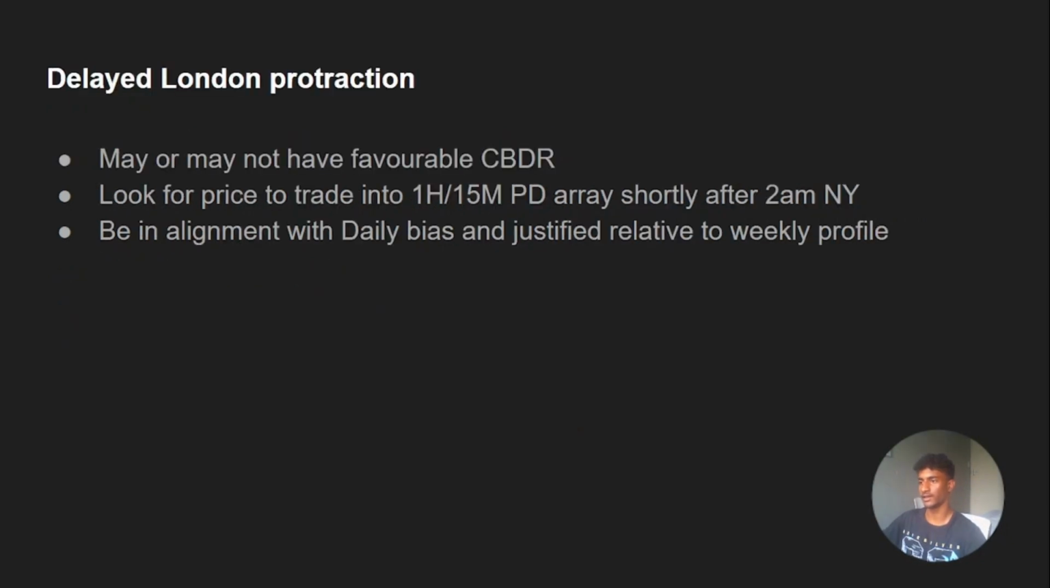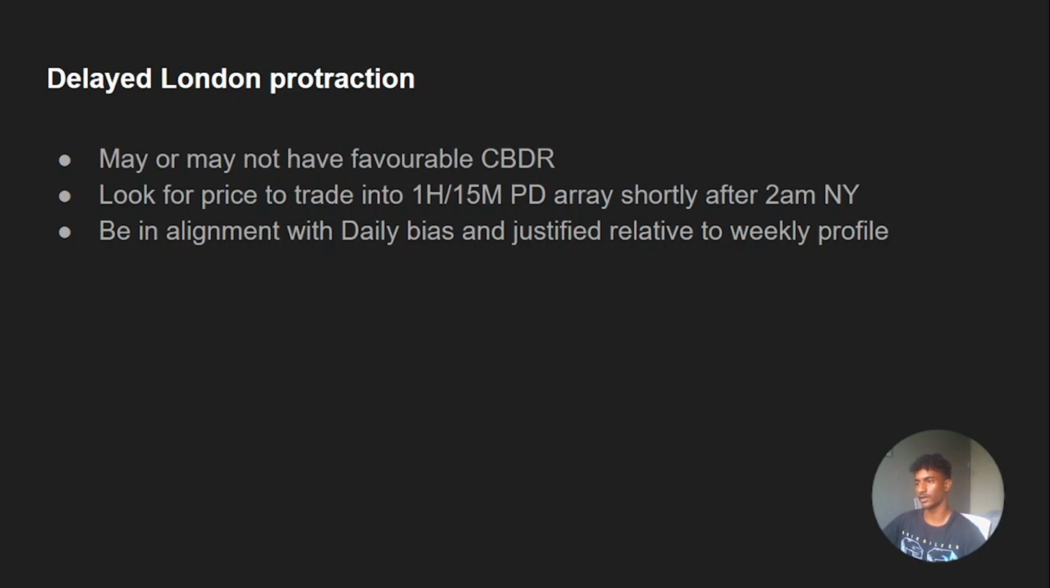So this is my delayed London protraction setup. So this may or may not have a favorable CBDR. So usually when I see this setup play out, I see the CBDR trending in one direction. So for this, I look for price to trade into a 1-hour or 15-minute PD array shortly after 2 a.m. So if I'm seeing an order block within the 12 a.m. rally and I'm bullish on the day and I'm expecting London to just retrace back down to it and then continue up, then this is the setup I take.